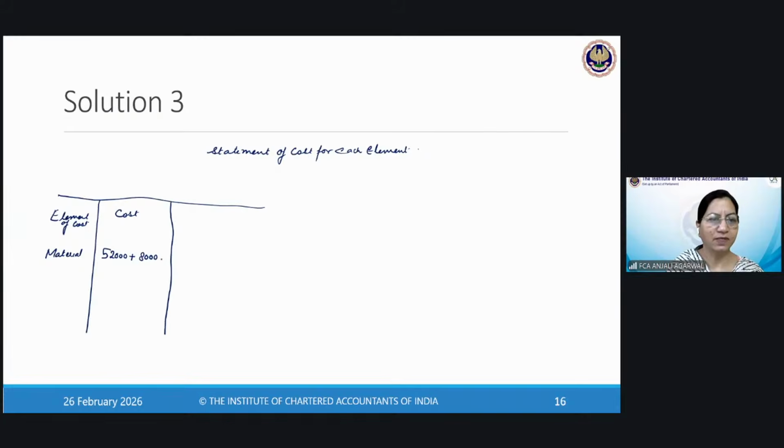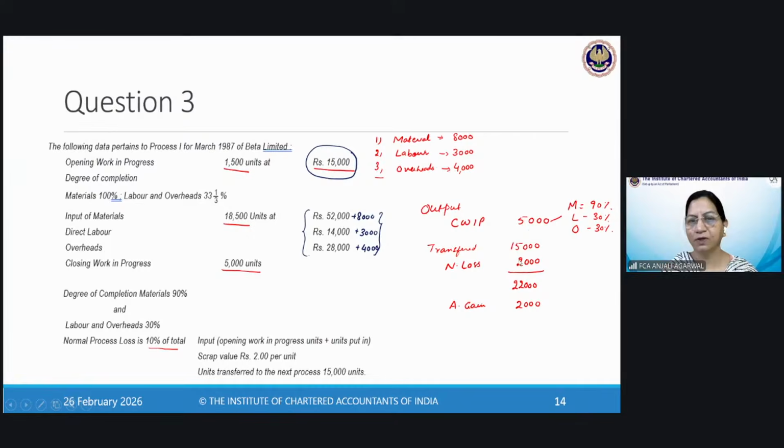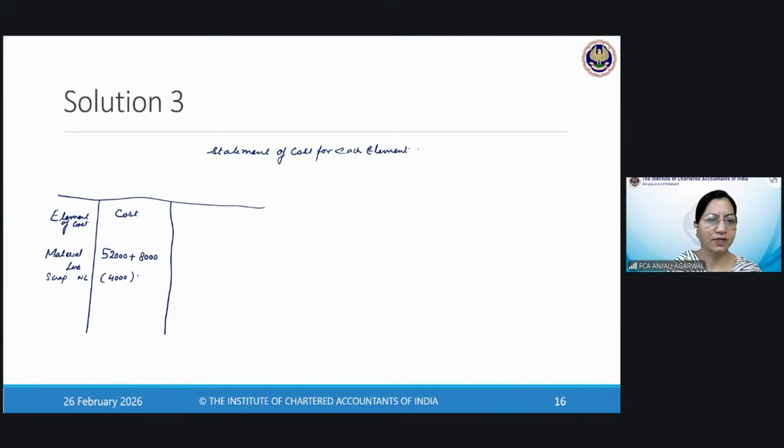So 52,000 plus 8,000 is 60. But you remember we have to subtract the scrap realized from sale of normal loss. So it was sold at 2 rupee per unit, and we have 2,000 units of normal loss. Normal loss is 2,000 and the scrap value is 2 rupee per unit. So this 2,000 into 2, 4,000 will be subtracted. So material cost comes out to be 52 plus 8, 60 minus 4, which is 56,000.